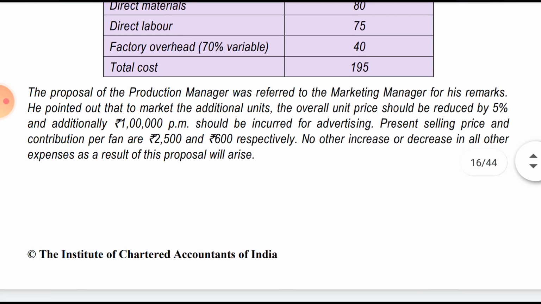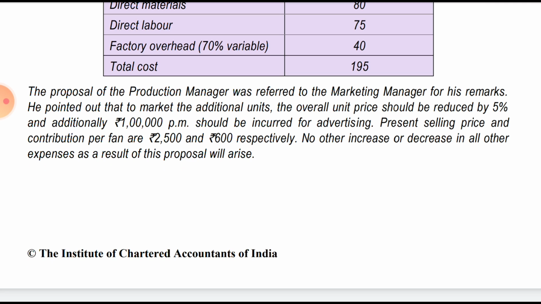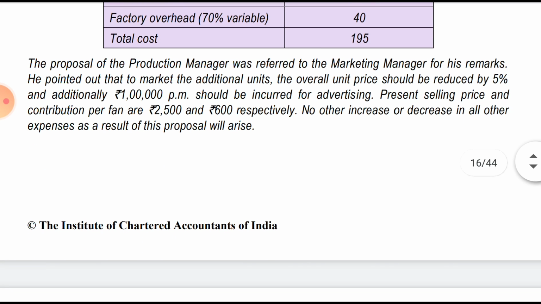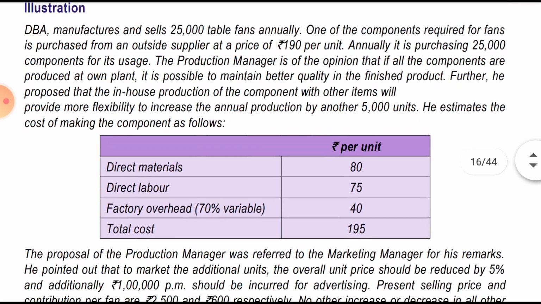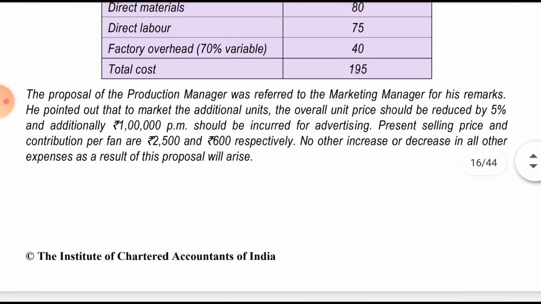The proposal of the production manager was referred to the marketing manager for his remarks. He pointed out that to market the additional unit, the overall unit price should be reduced by 5%. So for marketing this additional 5,000 units, which will increase annual production, the selling price will be reduced by 5%. And additionally 1 lakh rupees per month should be incurred for advertising, so it will reduce the selling price and ultimately the contribution. For 12 months it will be 12 lakh rupees for the advertisement.